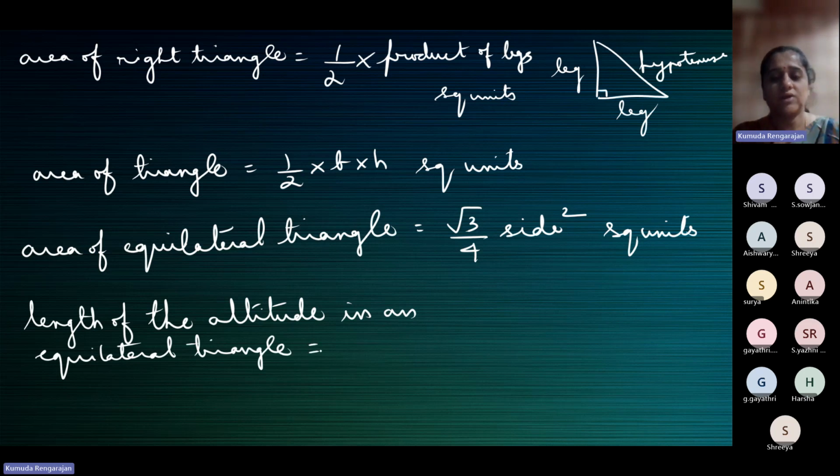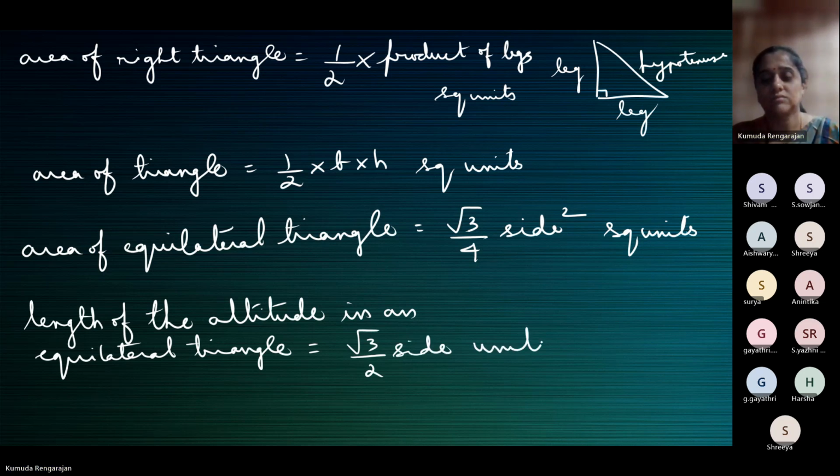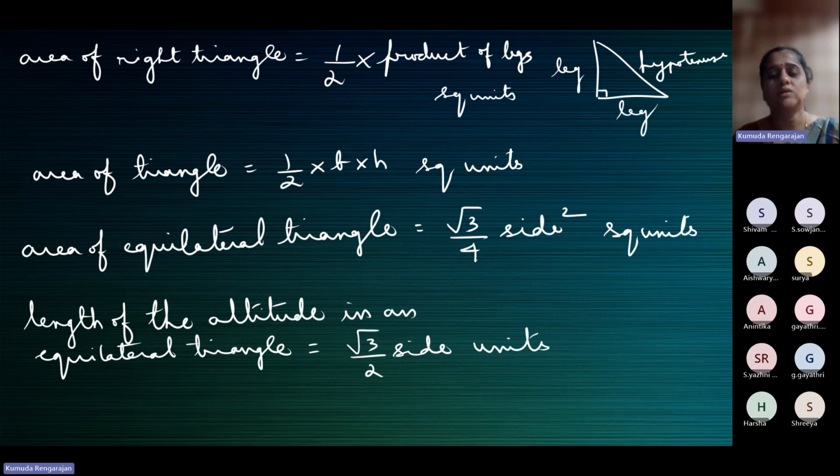The length of the altitude in an equilateral triangle is given by √3/2 into side units. Right triangle area is half the product of legs, half into one leg into the other leg, square units. In general, the area of a triangle is half base into height, square units. For an equilateral triangle, area is √3/4 into side square, square units. The altitude of an equilateral triangle is √3/2 into side units.